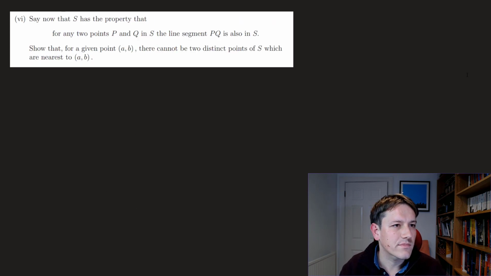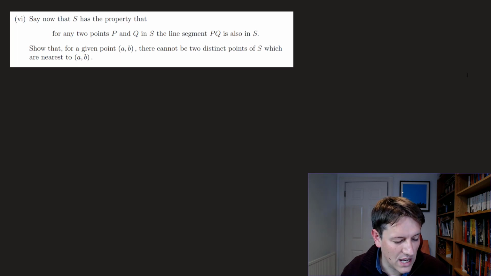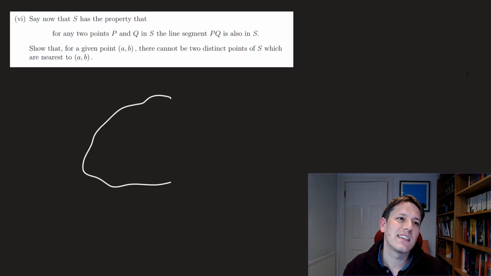Now, part 6, it says, say now that S has the property that for any 2 points P and Q in S, the line segment PQ is also in S. Show that for a given point AB, there cannot be 2 distinct points of S which are nearest to AB. Right, okay, so I'm not going to write this out in full, I'm just going to show you the argument here. So let's say I've got my S with this property.